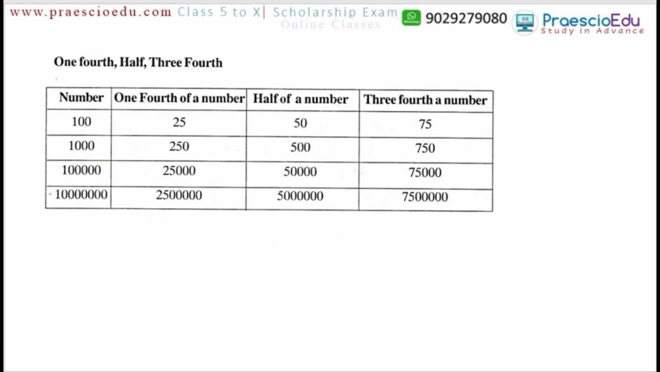Okay, then 1/4, half, and 3/4. This is very important. 1/4 means 1 by 4. This is a fraction. If we make any number into four equal parts, out of those four parts, one part we can say is 1/4 of that particular number. Suppose we take the number 100, 1/4 of 100, how much? 25. We have to multiply 1/4 with this number, then we will get 25.